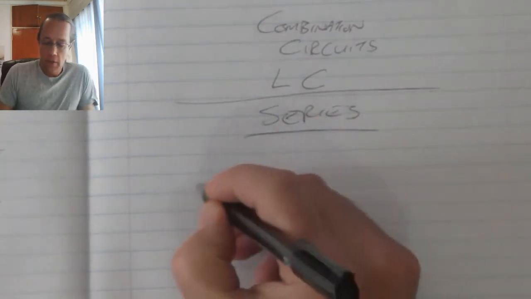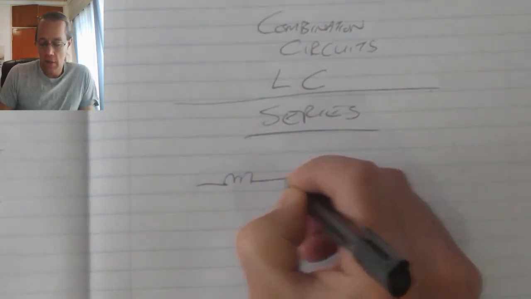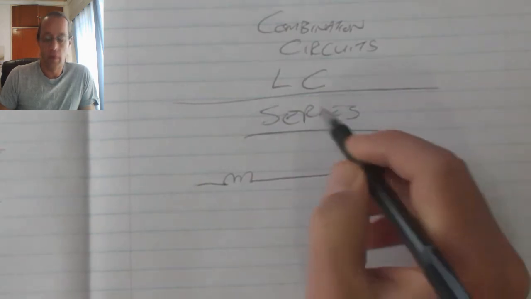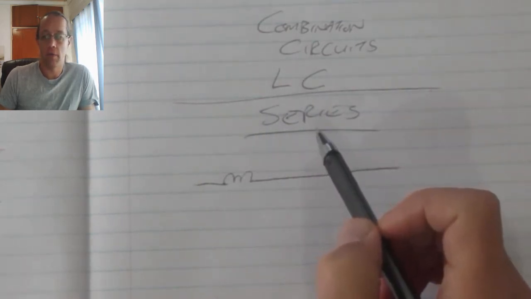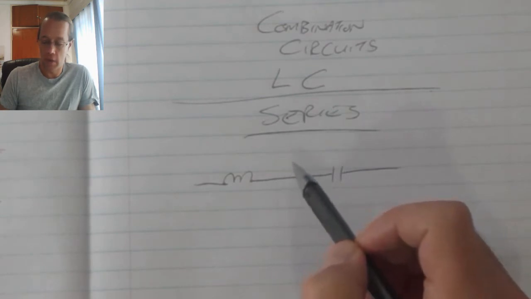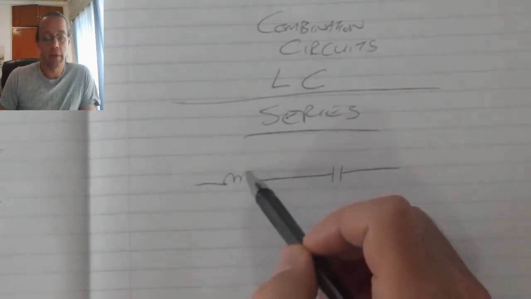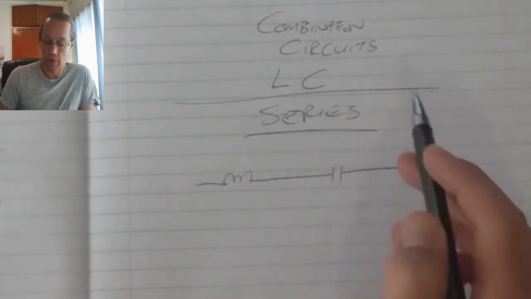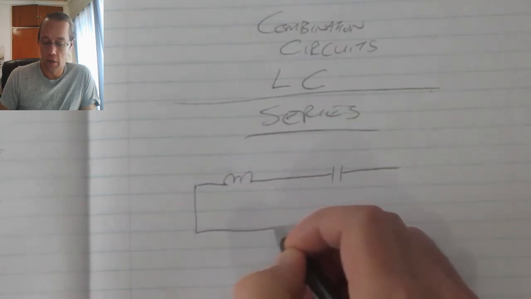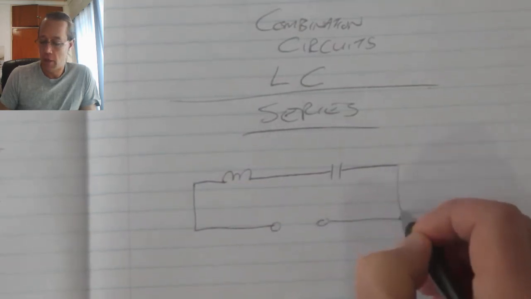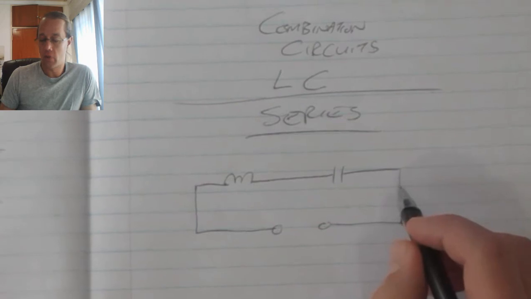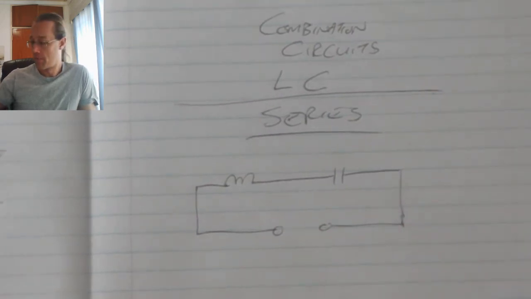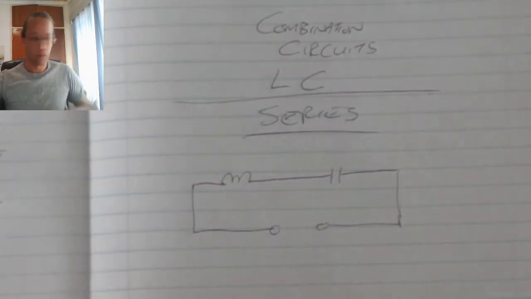When combining the inductor and the capacitor, we have to remember that both of these components have the tendency to store energy. The inductor in the form of a magnetic field and the capacitor in the form of an electrostatic charge. That stored energy is what gives these components their voltages.